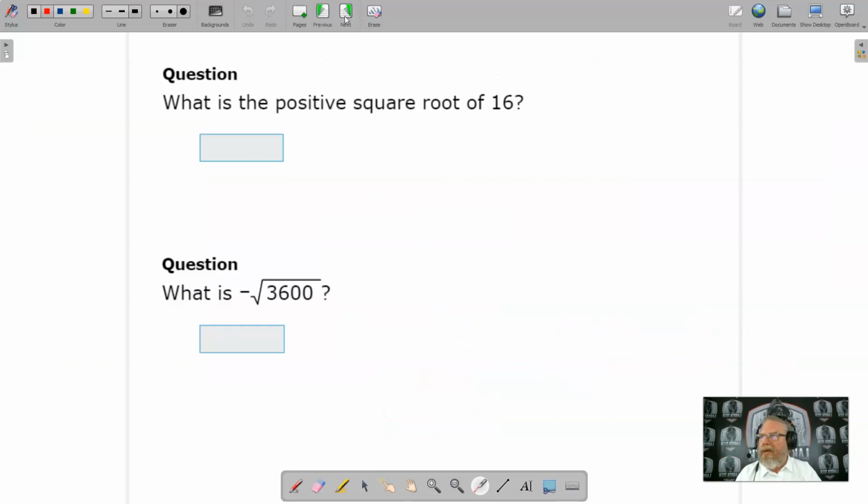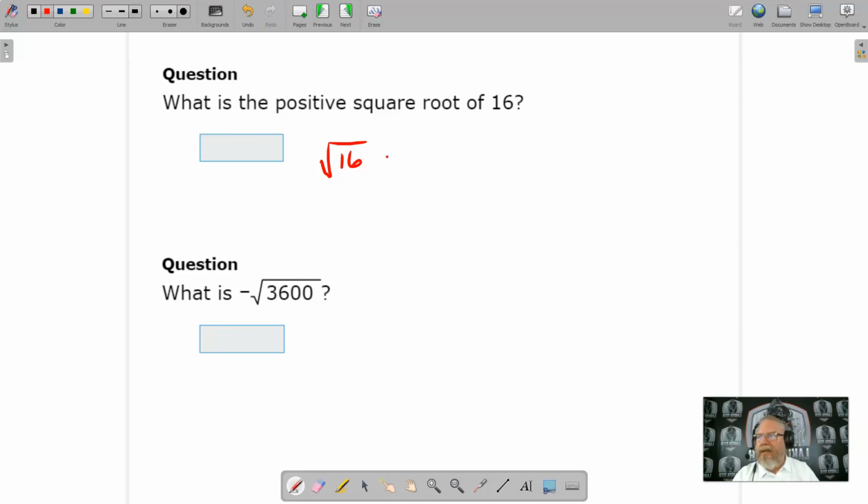So let's look at our next question. Here, what is the positive root of 16? So let's go ahead and look at that. Square root, positive square root of 16. Now they want the positive one, so that's why there's only one answer here. Only one block to put an answer in, because even though there is a positive and a negative form of it, we're only going to use the positive form of it.